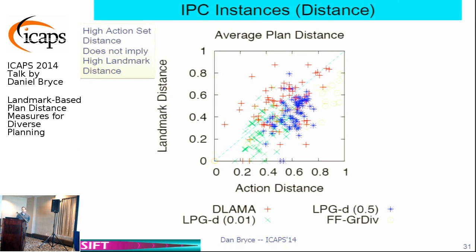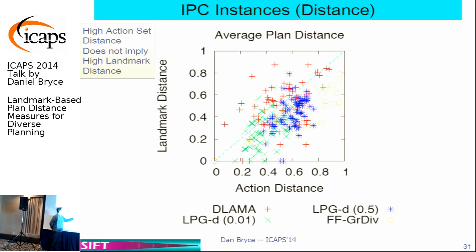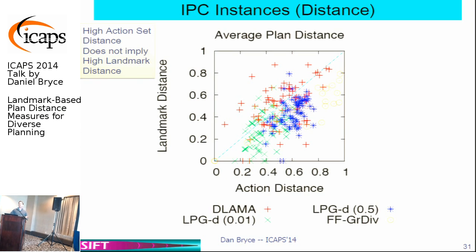Okay, finally, these are results on the IPC instances. What you see here is DLAMA is the only one that can find high landmark distance. Most of the solutions of the other techniques fall into having higher action distance, but not necessarily higher landmark distance. So what this suggests is that there are varying aspects of the problem that are not relevant to the landmarks. It's not to say that they're not diverse. It's just saying that perhaps DLAMA did not identify those aspects as landmarks, because it's ultimately limited by the landmarks that are identified by LAMA.